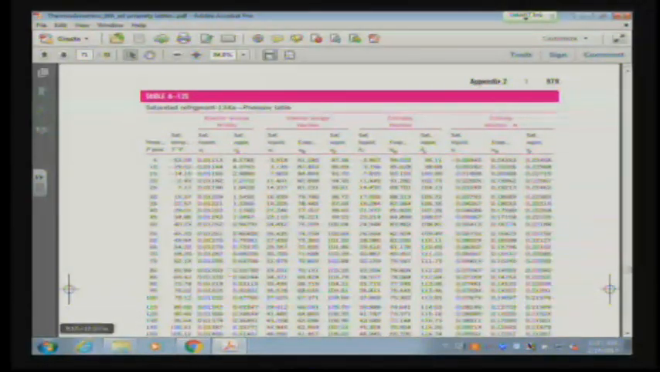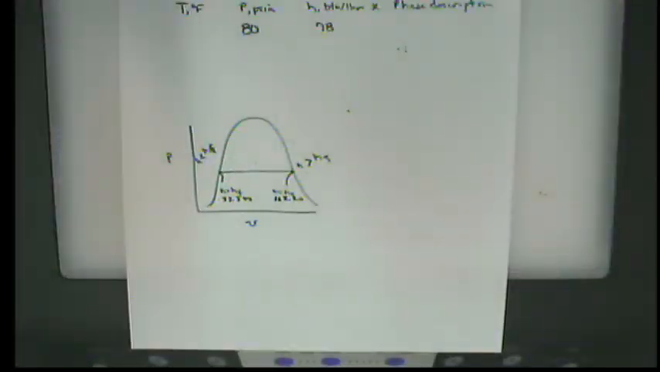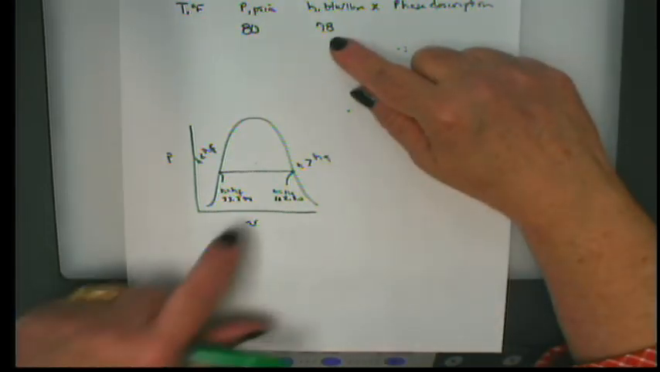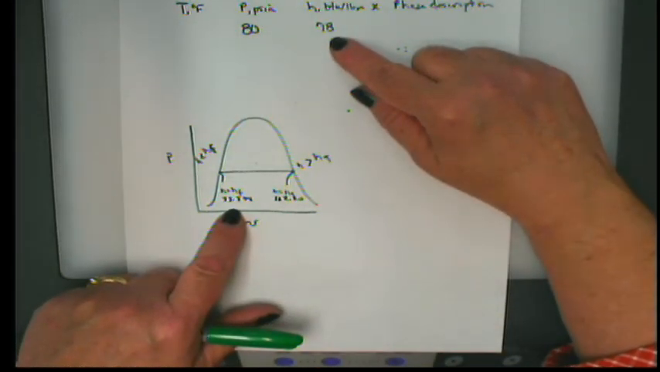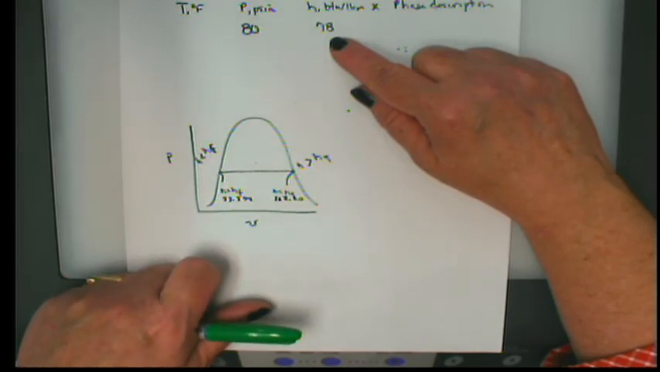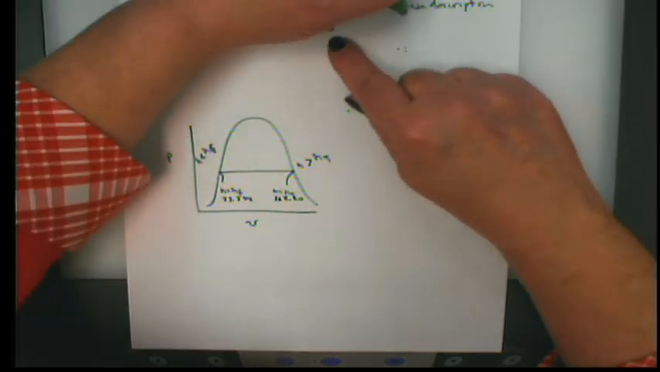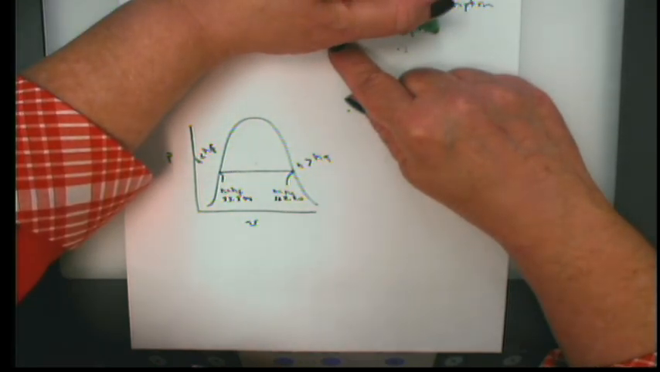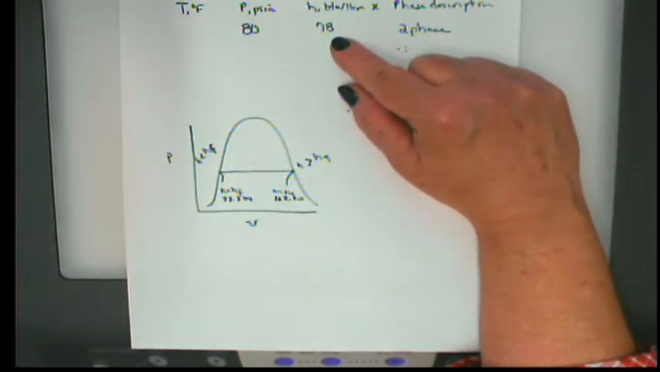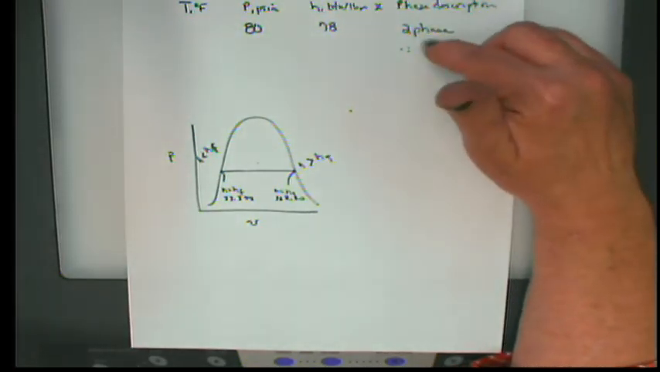And I see that the H value on the lower end, my H sub F, is 33.394. And my H sub G value is 112.20. Check my units. Those are both in BTUs per pound mass. So if I go over to my work again, what do I see about this value of 78? Are we in the two-phase region, or are we on one side or the other? We're in the two-phase region, aren't we? So this is two-phase or saturated fluid, saturated refrigerant.